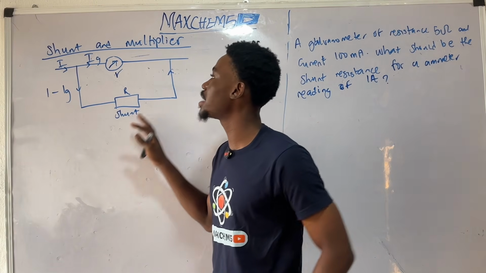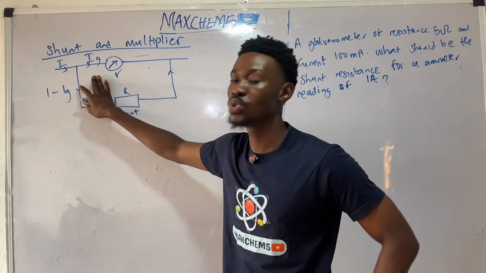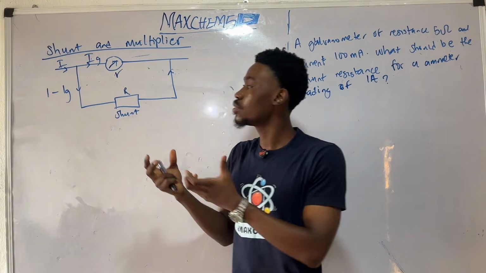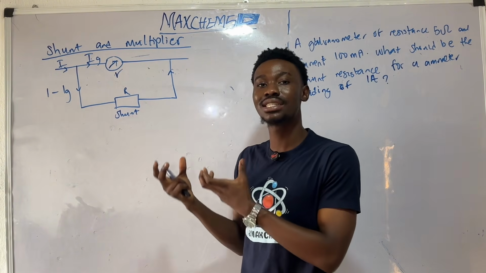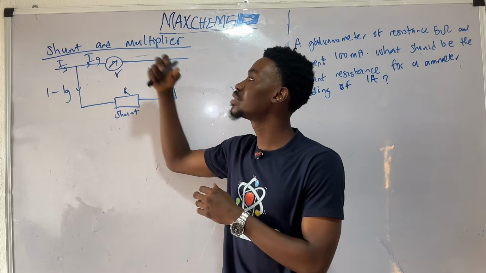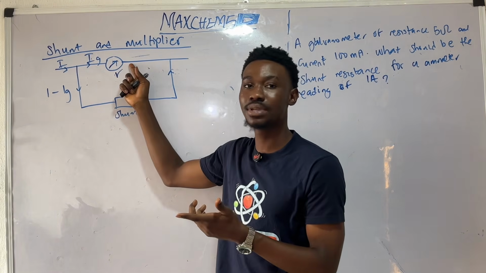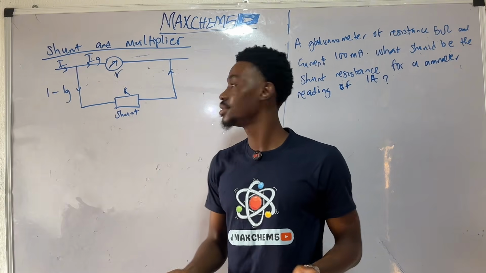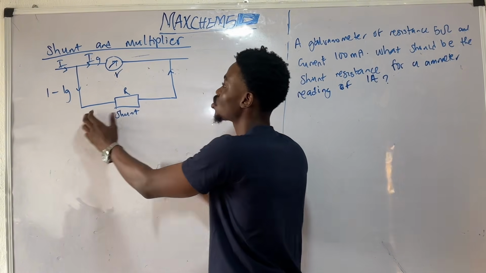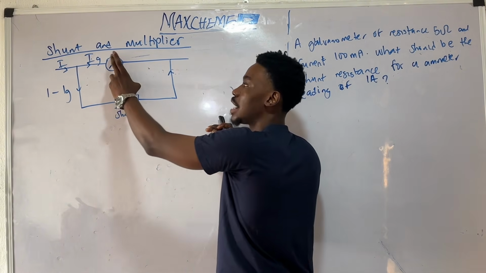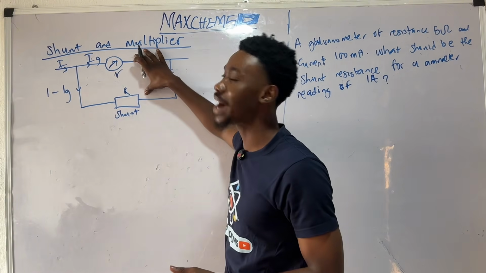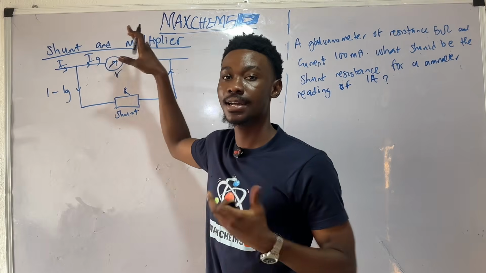So a way of converting a galvanometer to an ammeter is simply by connecting something called a shunt. When you connect a shunt, a low resistance shunt, in parallel to a galvanometer, you can in turn convert that galvanometer to an ammeter. So this is the low resistance shunt, it is connected in parallel to the galvanometer here. So by this connection alone, you can convert this galvanometer to an ammeter.